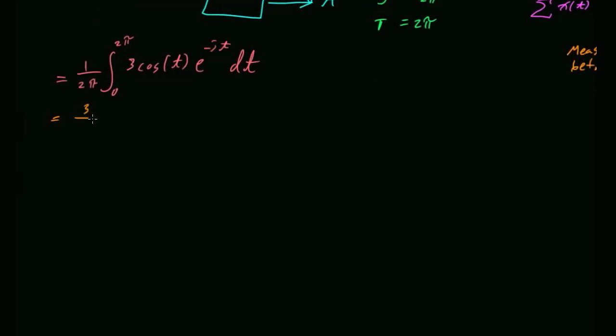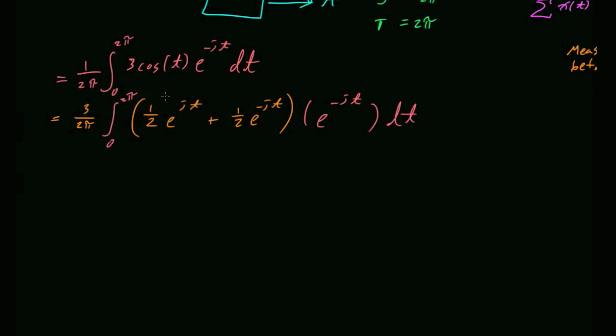Is that good? Okay. And I'm going to rewrite my cosine as a complex exponential. So that's going to be 1/2 e to the jt plus 1/2 e to the minus jt. And that's going to be times, so that's my cosine, times e to the minus jt dt. We good? Have I lied to you yet? Sweet. Okay, I can pull out that 1/2. So it's 3 over 4 pi integral.